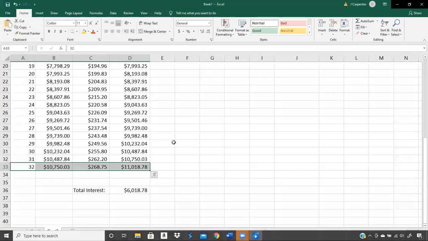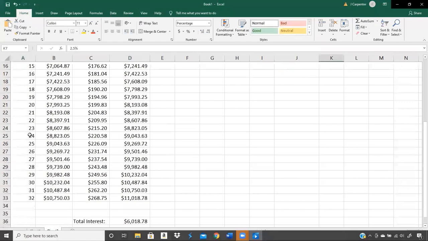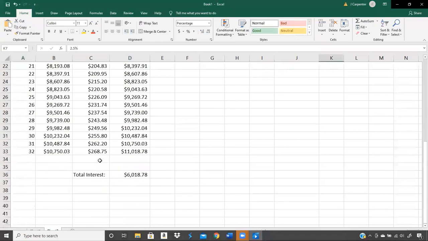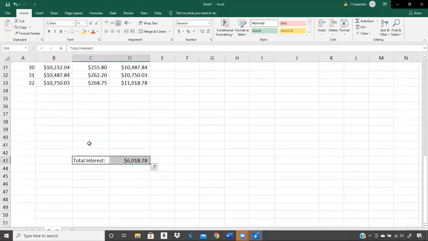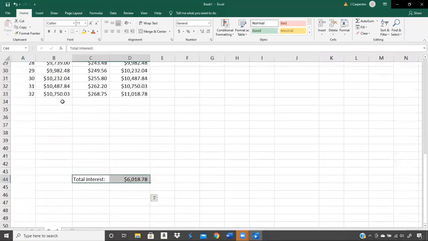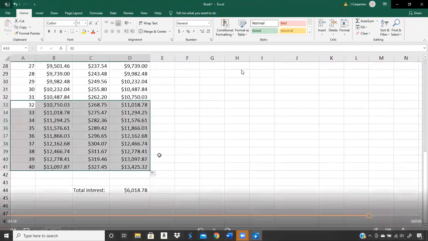Now, here's why I did this last problem this way, where I put the deposit over here and the interest rate over here, so they're just referenced. I don't have to set up a new year's column, starting and interest, ending formulas, such and such. All I gotta do is just change these two numbers. That's it. Now, I'm going for 40 years, so I do need to at least extend this. Let me just take this and move it. Maybe down one more. That should be good. So let me grab row 33, which has year 32. Let me drag this down so that we'll see 40 years worth of material.